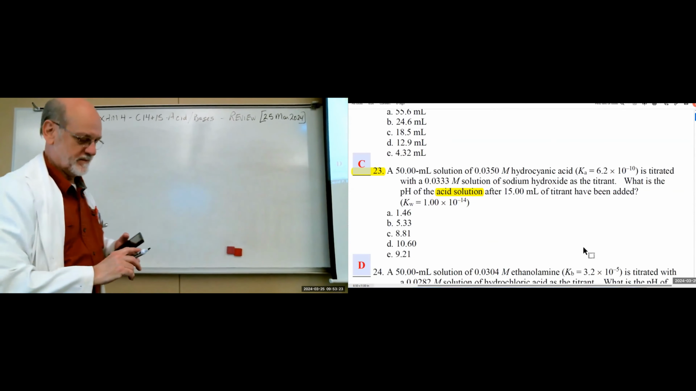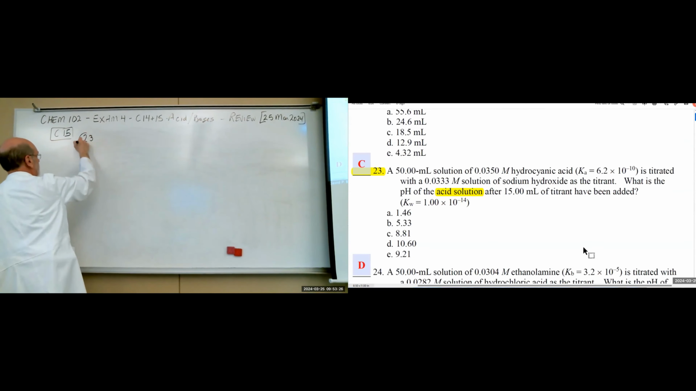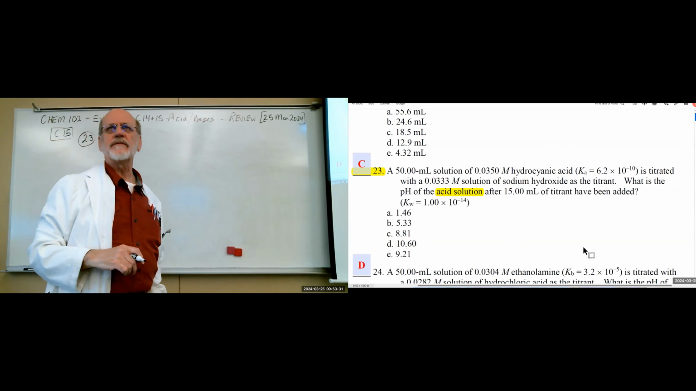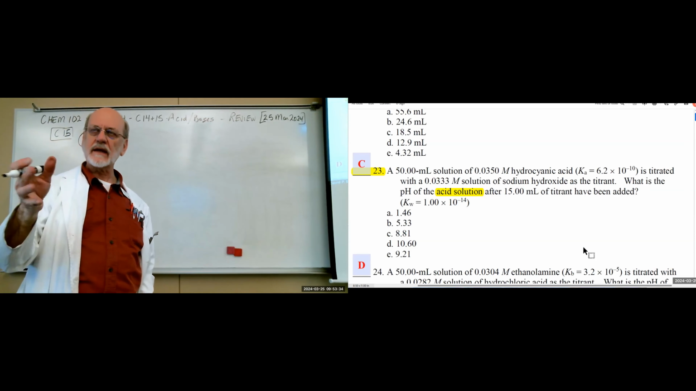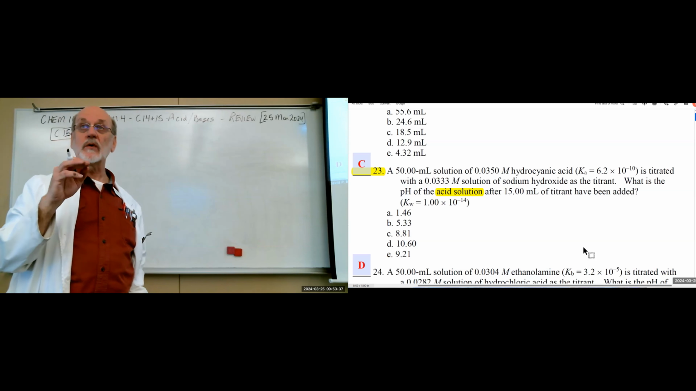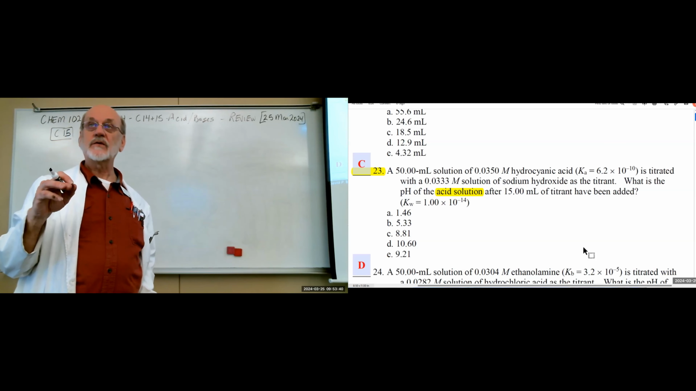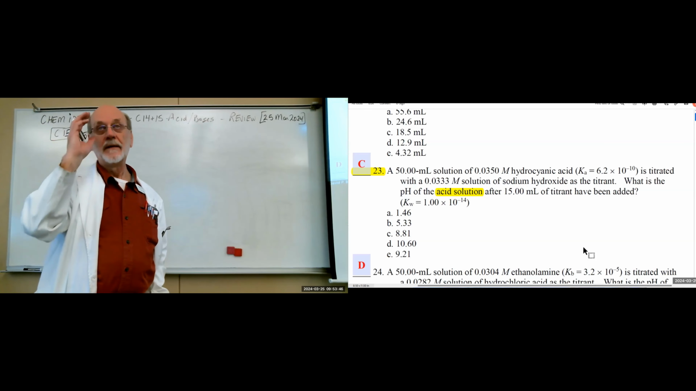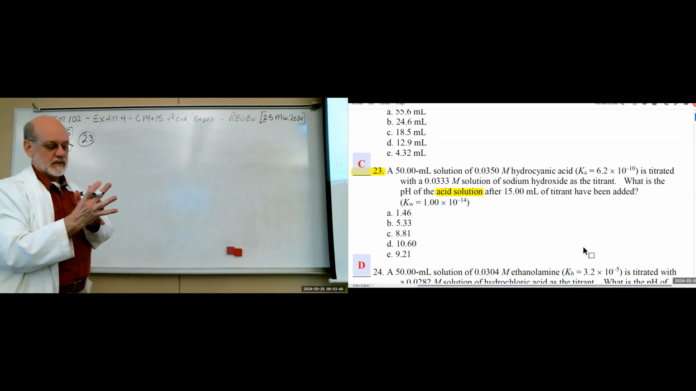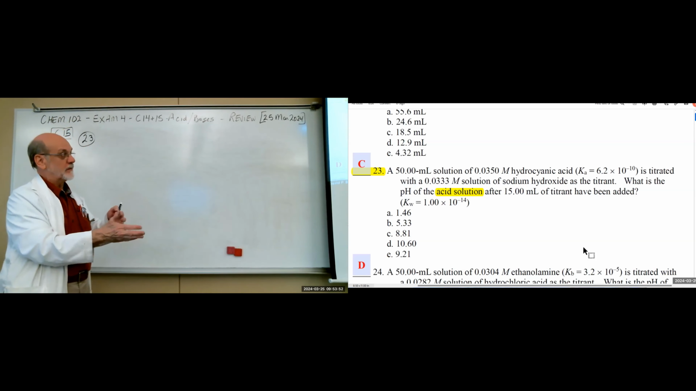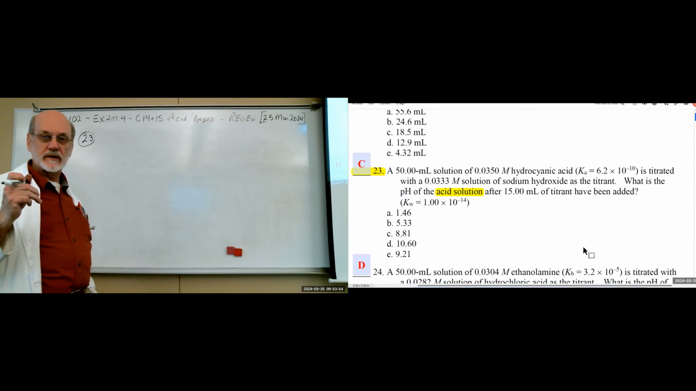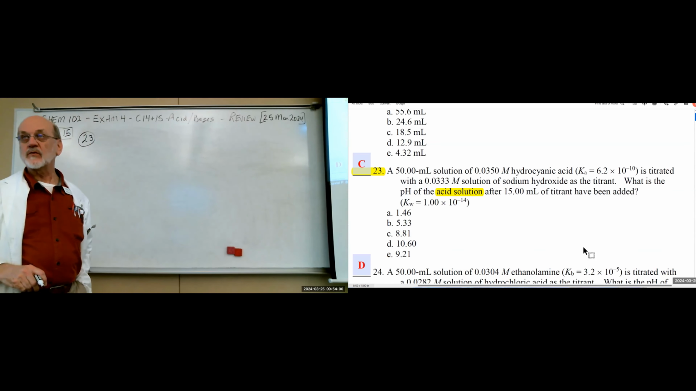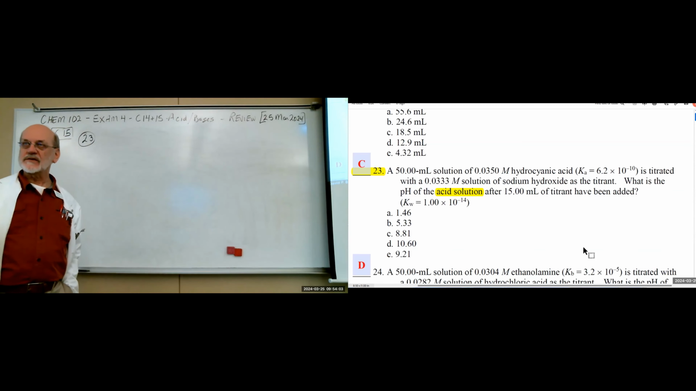Let's see, 23. A 50 milliliter solution of 0.035 molar hydrocyanic acid, that Ka is titrated with 0.033 molar solution of sodium hydroxide as a titrant. What's the pH of the acid solution after 15 milliliters of titrant have been added? Okay, this one doesn't go to the stoichiometric point, because they're telling us it's an acid solution. So that means we start off with the acid, we add a little base, and it's still acidic.